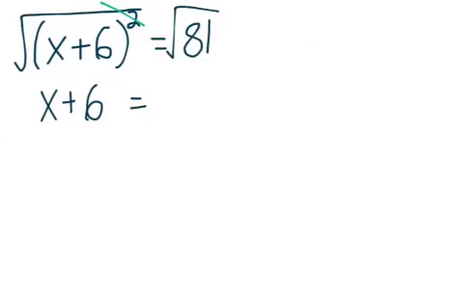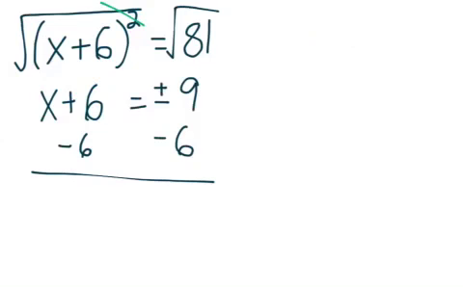On this side, the square root of 81 is 9, but it could also be negative 9, so I write plus or minus 9. Now on this side, I'm not done yet because it's still being bothered by the 6. So it's a plus 6, so I have to subtract 6 from both sides. These 6's cancel out, and I'm left with x equals, and then watch carefully what I do on this side.